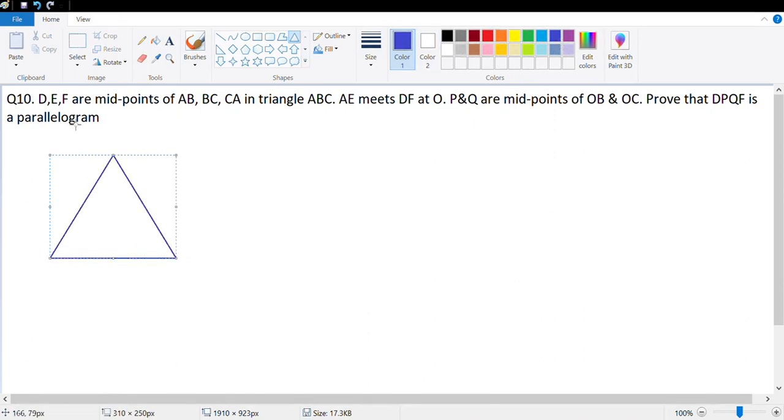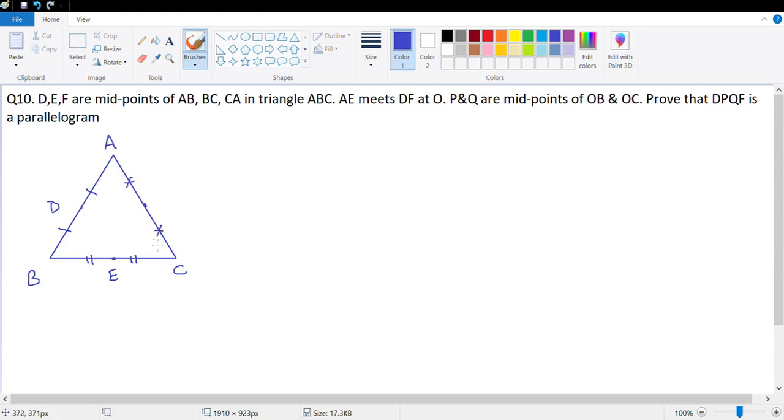So let's start marking. ABC is the triangle. D is midpoint of AB. So this is my point D. This and this are given equal. E is midpoint of BC. So E is midpoint of BC, and F is midpoint of AC.